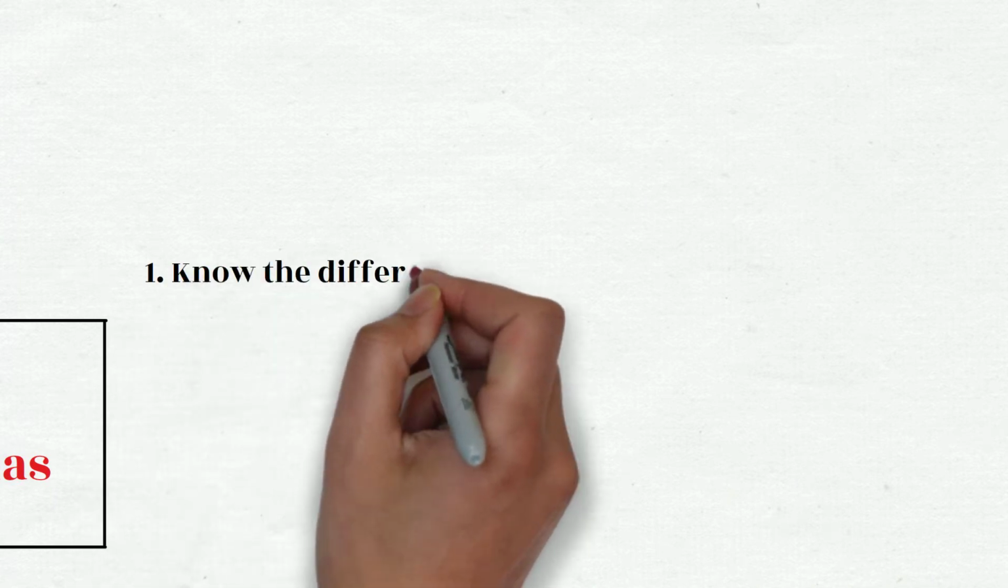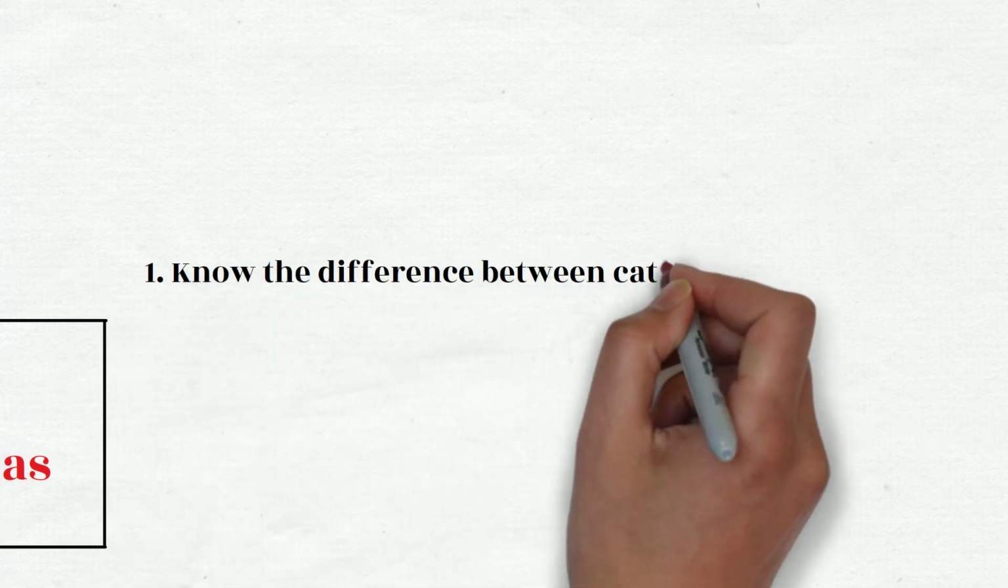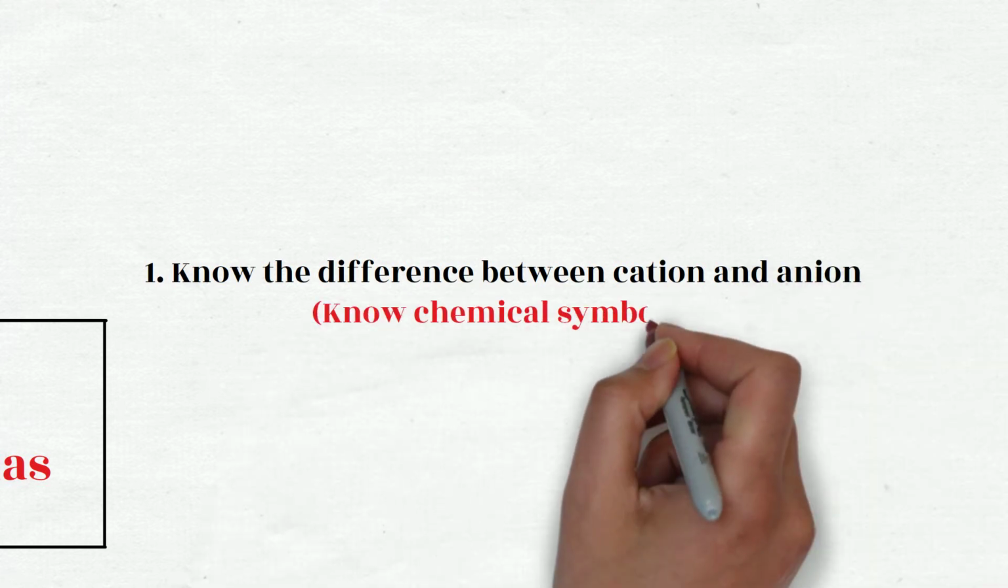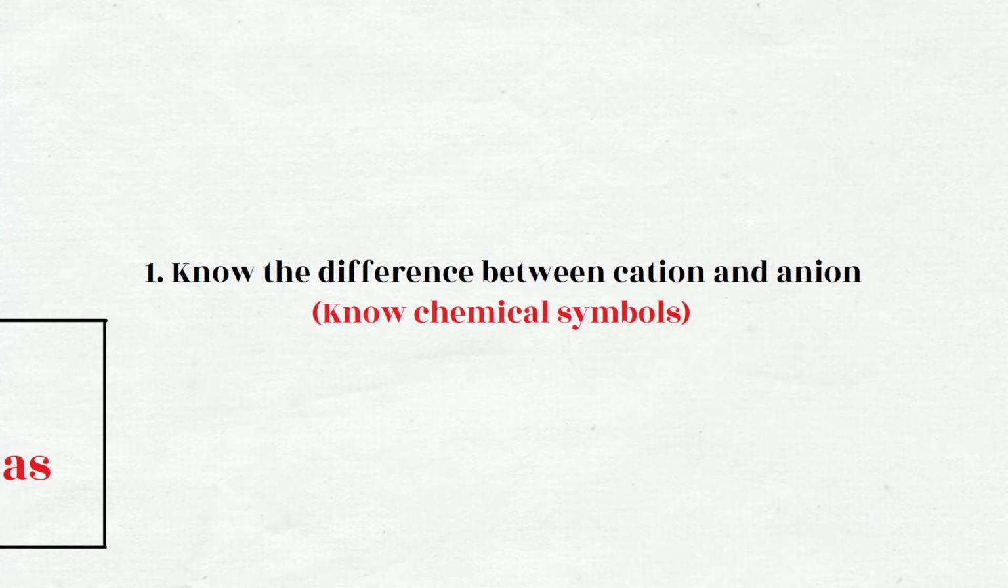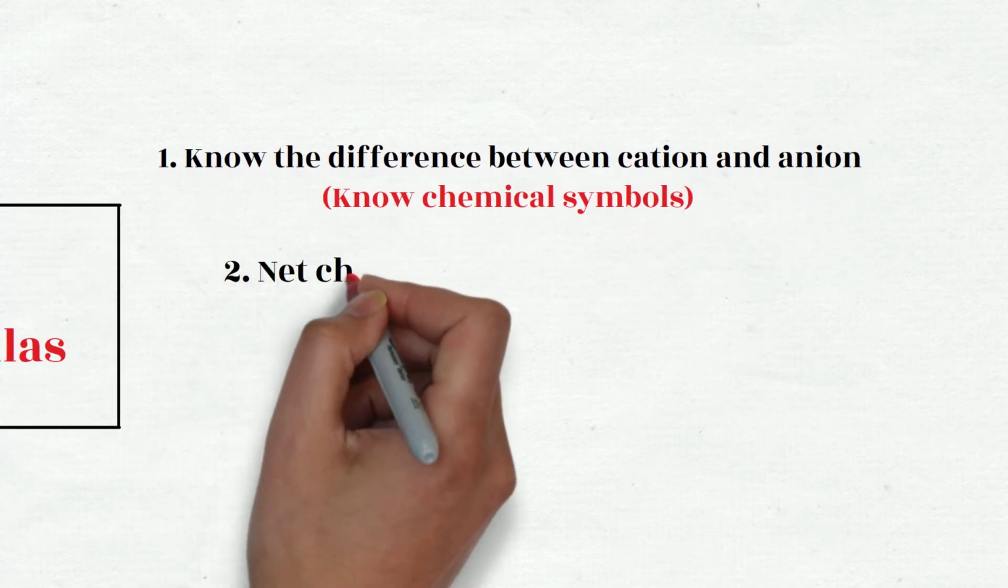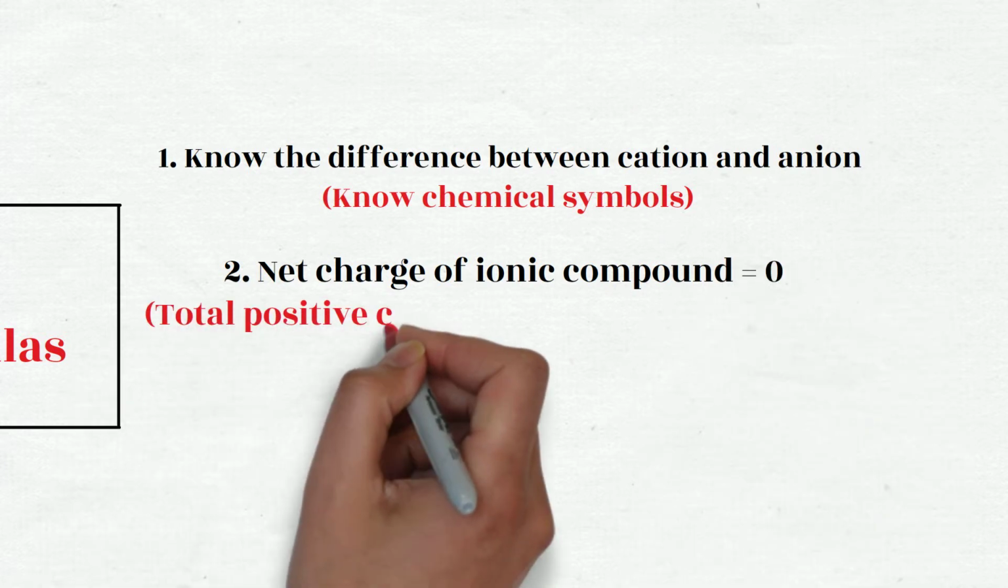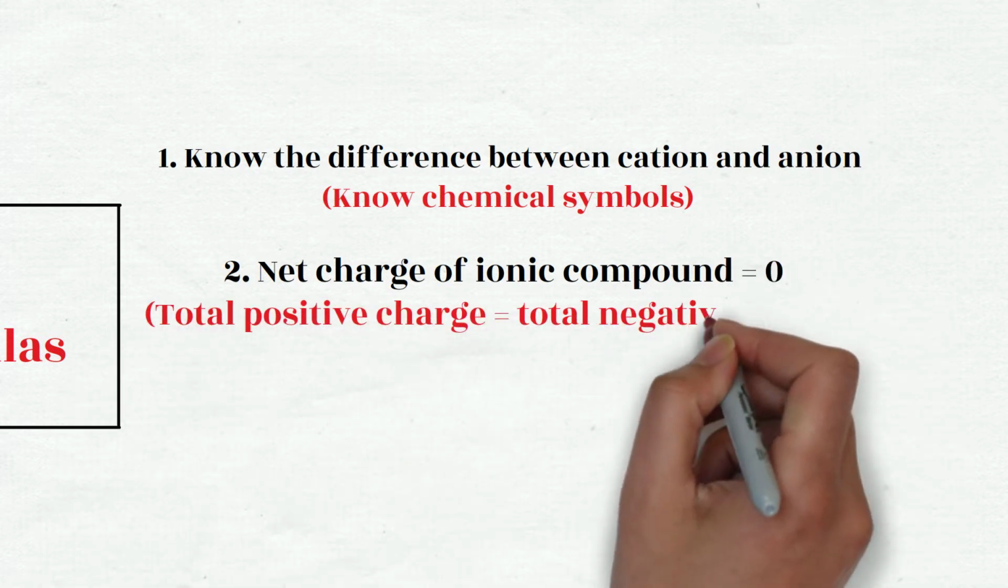1. You have to know the difference between cation and anion. This also means knowing the symbols for cations and anions. 2. You need to know that ionic compounds have a net charge of 0. This means that the total positive charge is equal to the total negative charge.